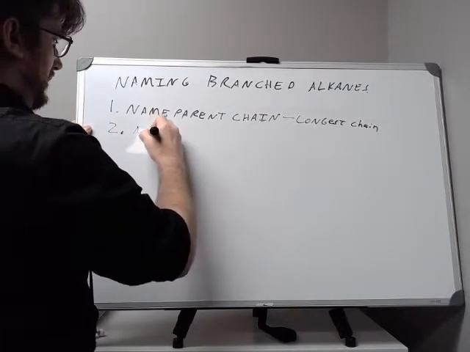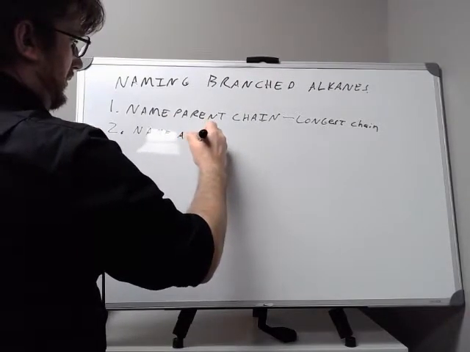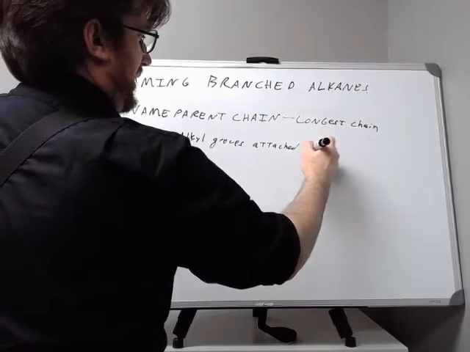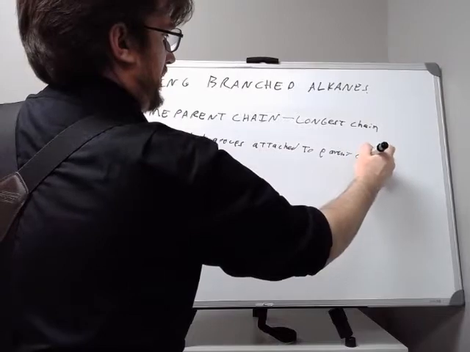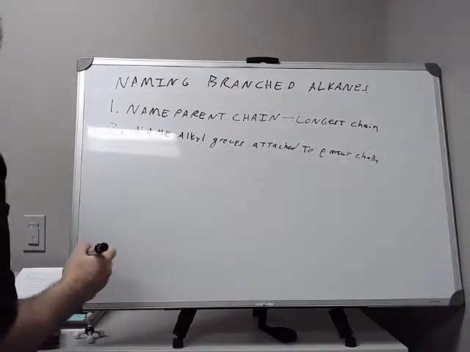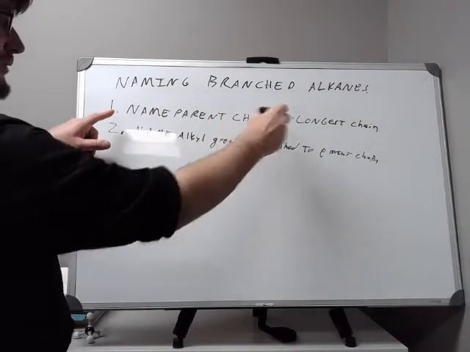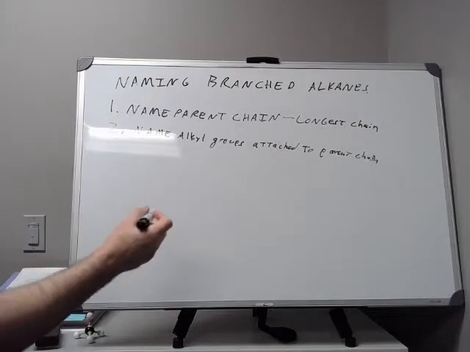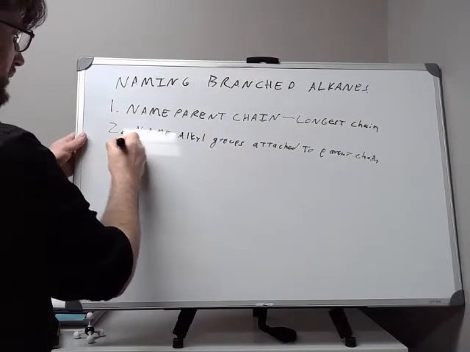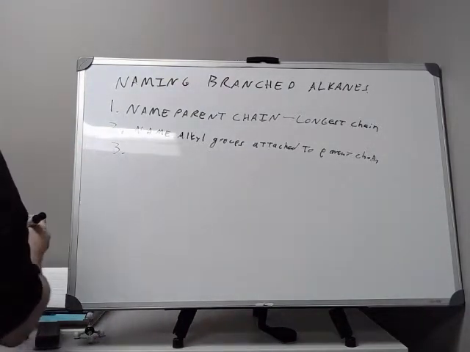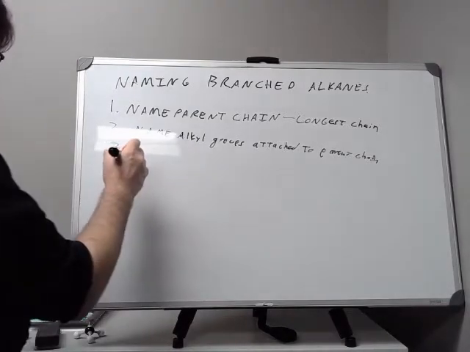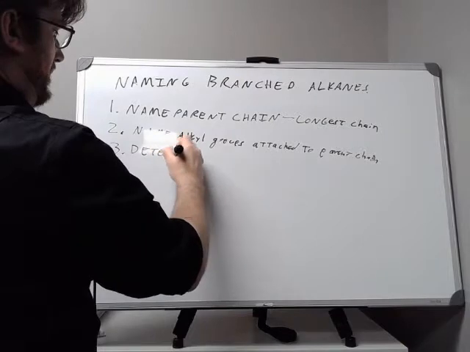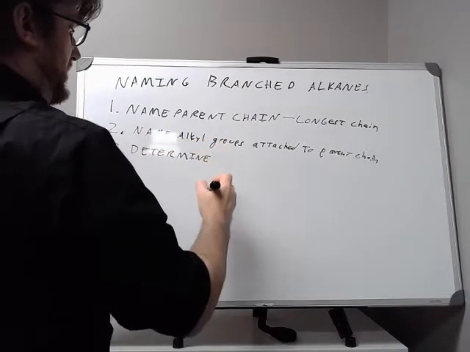Then we have to name the alkyl groups attached to the parent chain. We have to look at all the branches that come off of this parent chain. We have to give each branch its own name so that we can identify the different structures that come off of that parent chain. And then we have to determine the position of those groups on the parent chain and assign each position a number.